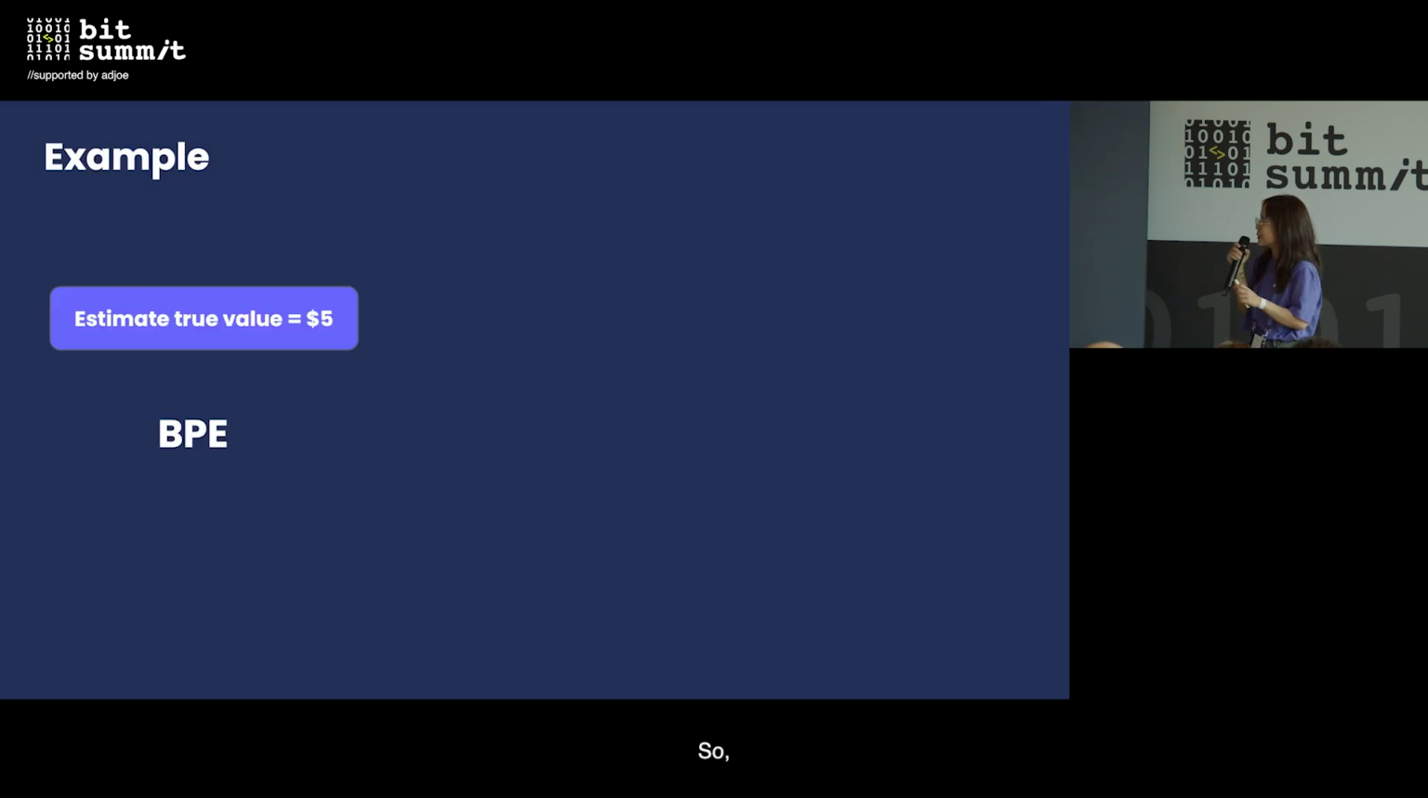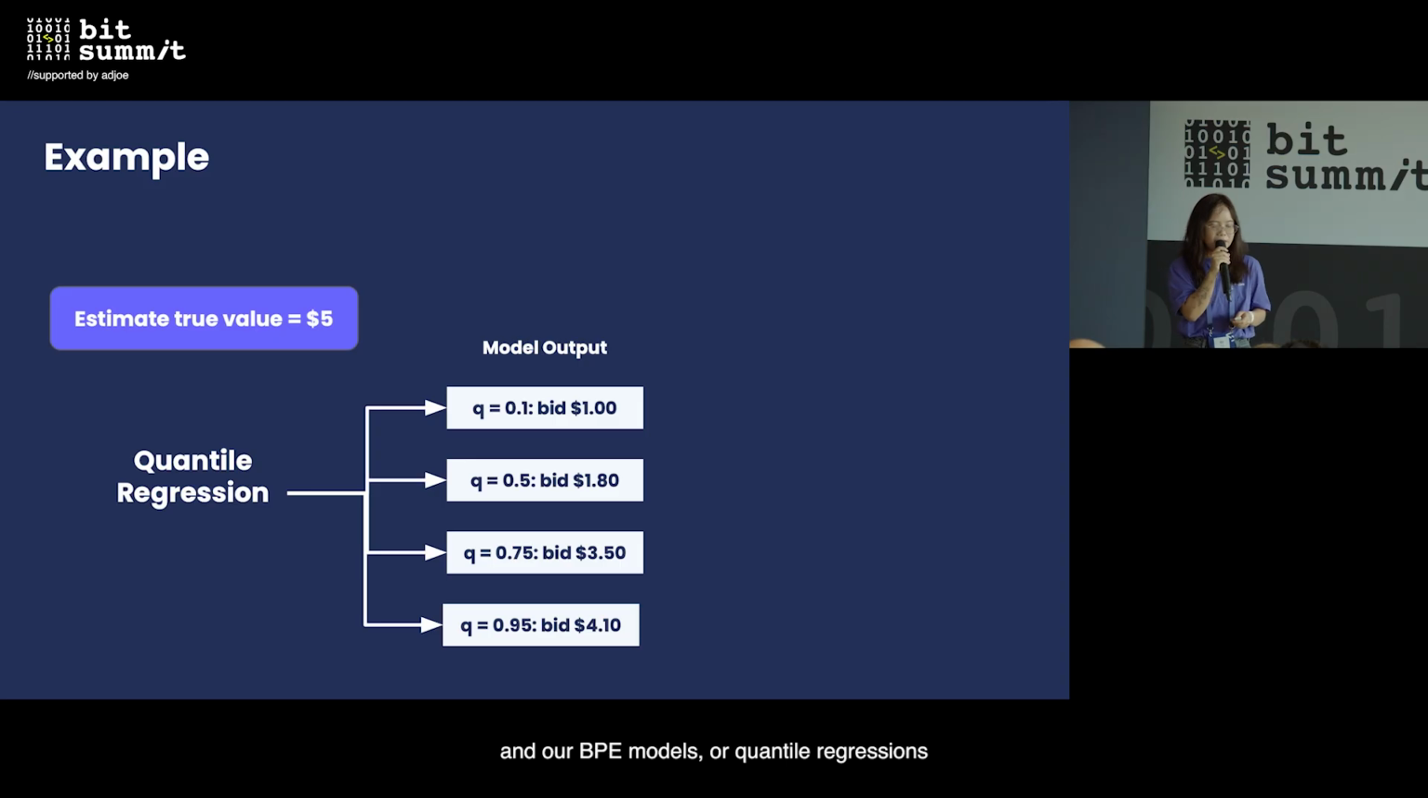So after the theory, I'm going to show you an example. So assuming that other models in our ecosystem estimate the true value of this ad opportunity to be $5. And our BP models, or quantile regressions, predict different outputs for this impression. So how do we read it?